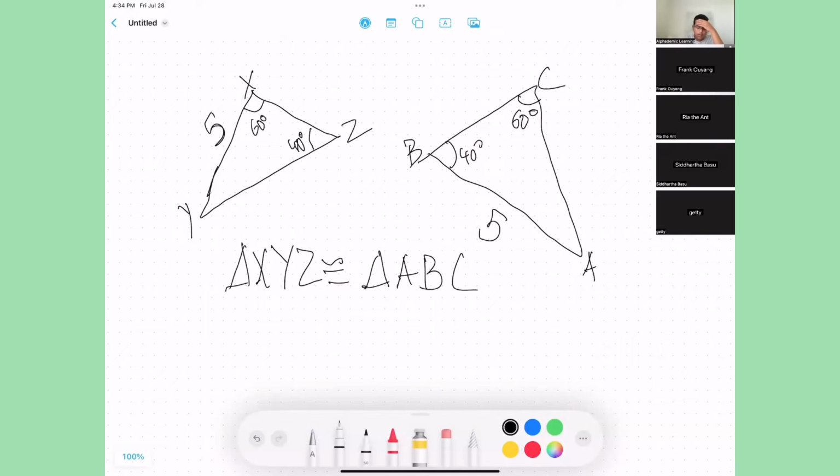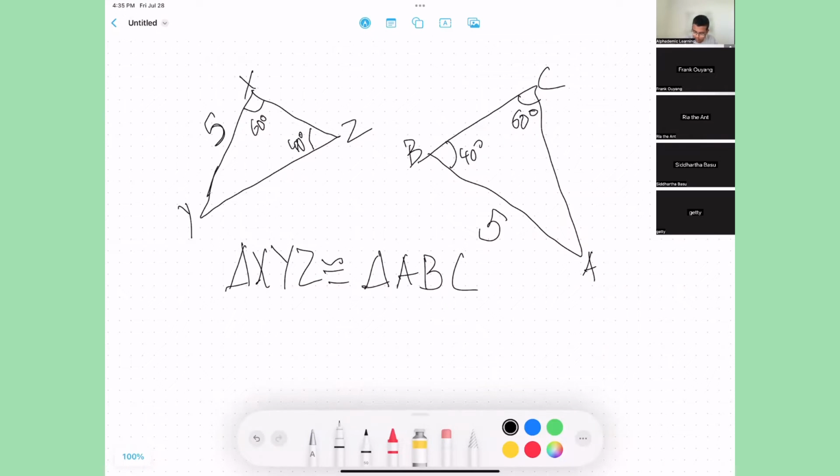Okay, so let's go over it. We actually can't deduce that these two triangles are congruent to each other because we can figure out the other angle of the triangle, remembering what we covered last week. So what's the angle?